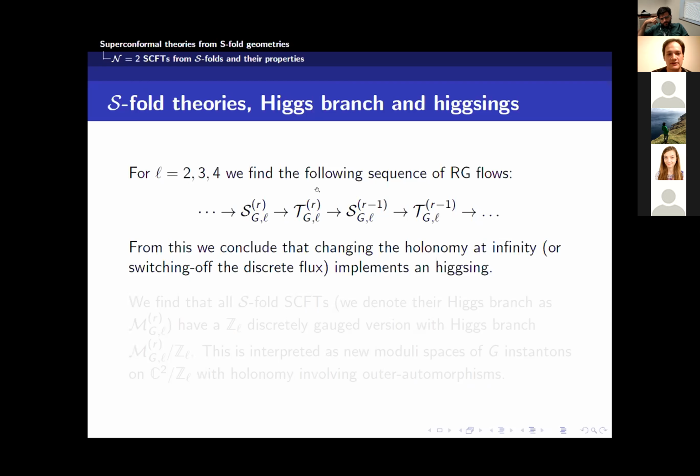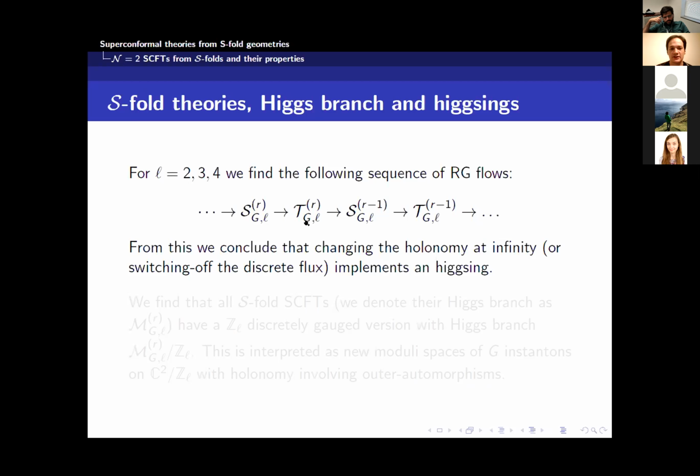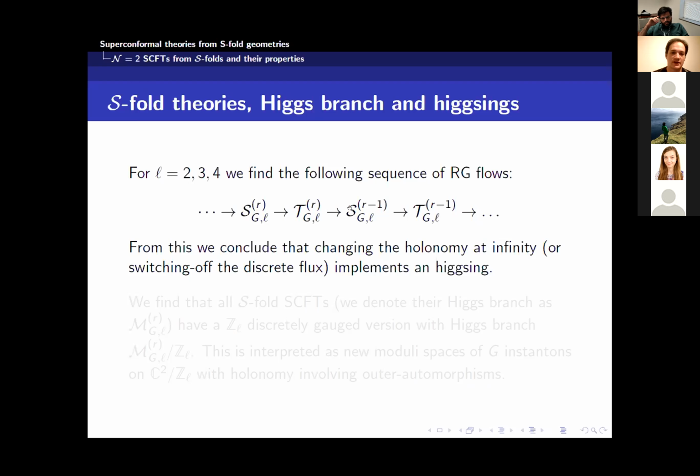The theory T of rank R can be Higgsed to the theory S of rank R minus 1. A nice feature is that the Higgsing T to S is always a nilpotent vev for the global symmetry H_T. This makes anomaly matching very effective in the analysis.